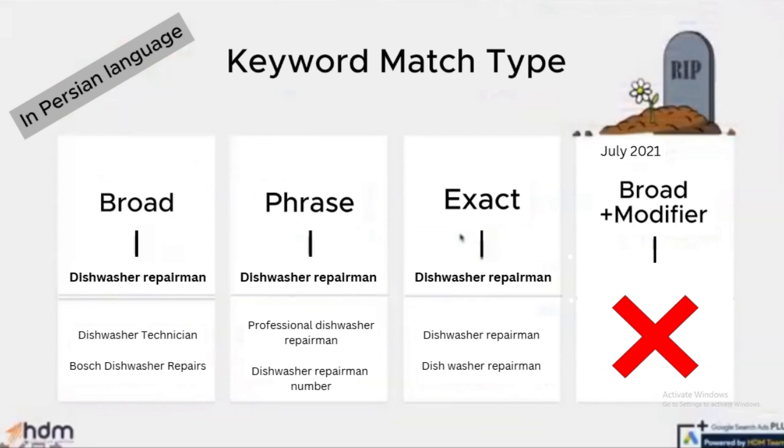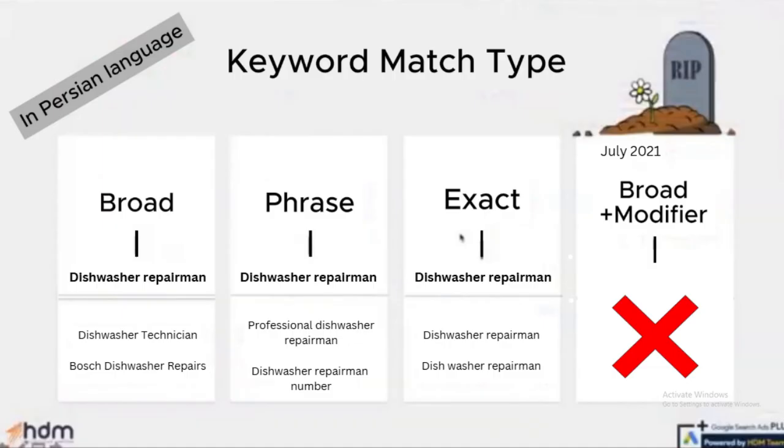Does it have all the words exactly? Are all of them underlined? Does it have your keyword within itself? I see it has dishwasher repairman. Yes, that's right. This search term also has the ability to trigger you.